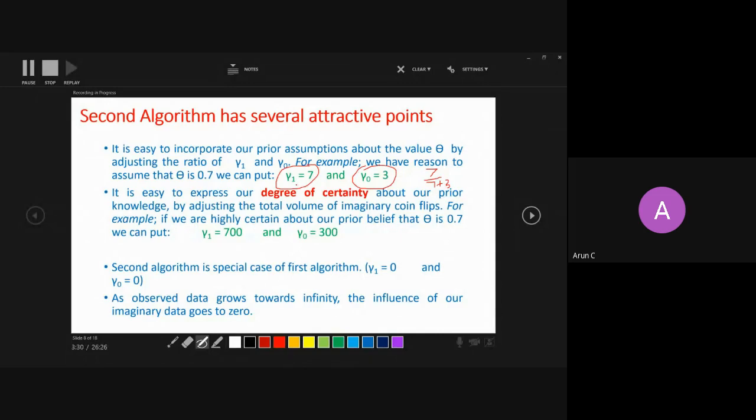So if you bring gamma 1 and gamma 0 like this, 7 and 3, you are bringing your belief that the coin is biased and that belief is 70% it will be head. But if you very strongly believe that 70% it will be head, then you just increase the numbers from 7 to 700 and 3 to 300. Still this ratio is the same. It is 700 by 700 plus 300, which is 1000. So still it is 0.7, but the degree of belief is very, very strong now, right?